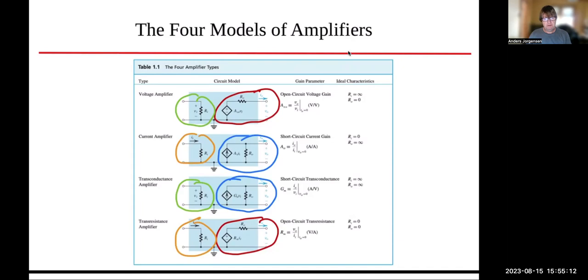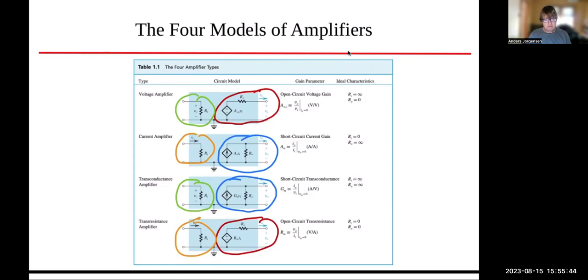Then we have the current amplifier, which measures a current at the input. The current amplifier has a current source on the output, which is a multiplication of the current that's measured on the input. Now, of course, again, even though it's a current that we are producing on the output, there will be a voltage as well, which depends on what resistance is attached to that current source.